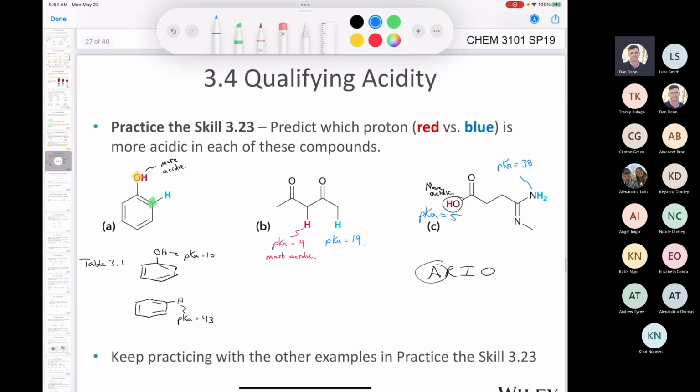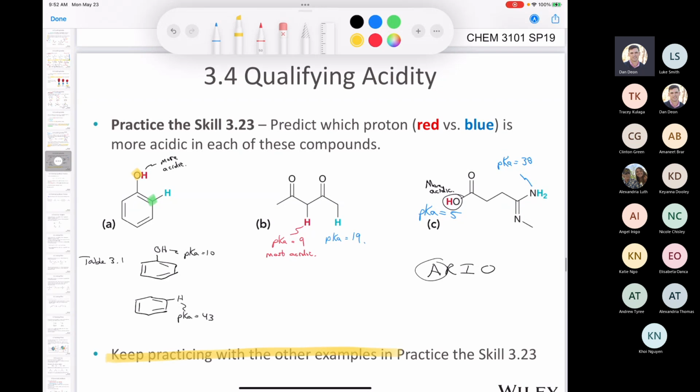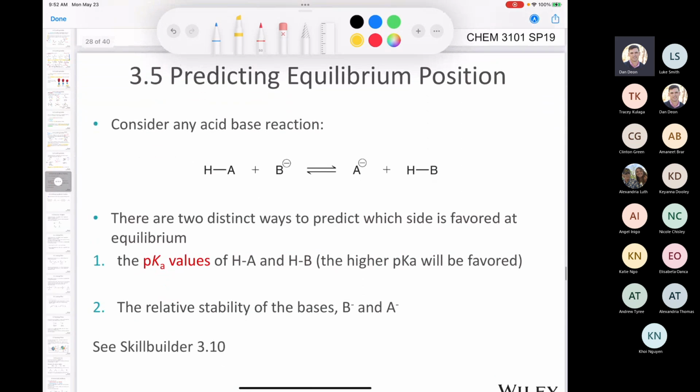How are you going to master ARIO? You've got to keep practicing. You can watch videos, that's great, and I think it's very handy to do that. However, the best way to master the content is to try practice problems. Well, let's go back to this whole predicting equilibria. Which side will the equilibrium lie to?